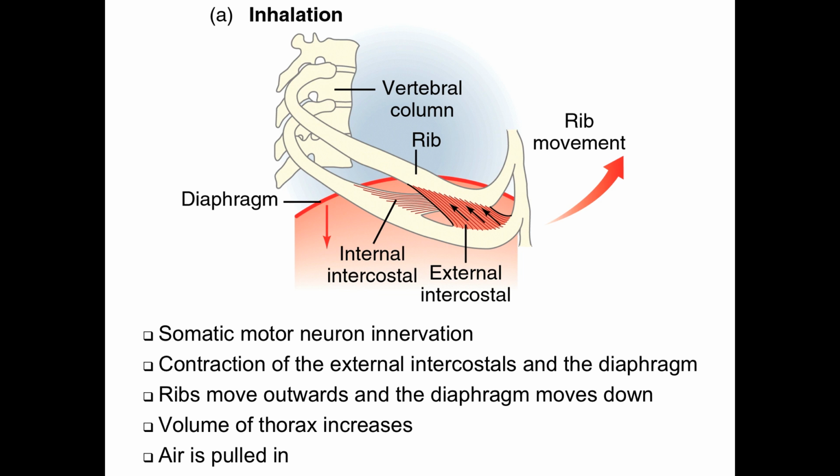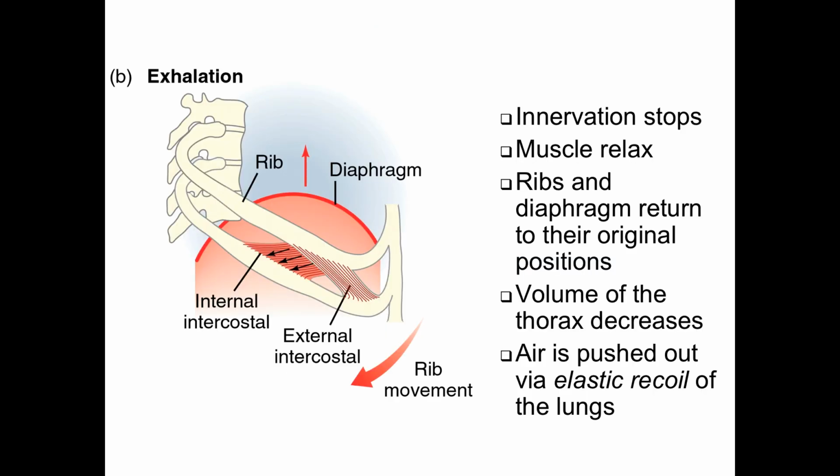So how do we exhale? The innervation to the external intercostal muscles stops and those muscles relax. The ribs and the diaphragm move back to their original position, causing the volume to decrease, which increases the pressure and causes the air to be forced out. Another element is the elastic recoil of the lungs. So there are two things: the rib cage goes back to its original position, and the lungs act like a balloon that you would blow up. The elastic recoil helps force the air out. Pressure rises, air flows from high pressure to low pressure, and it's pushed out of the lungs. So we are negative pressure breathers.